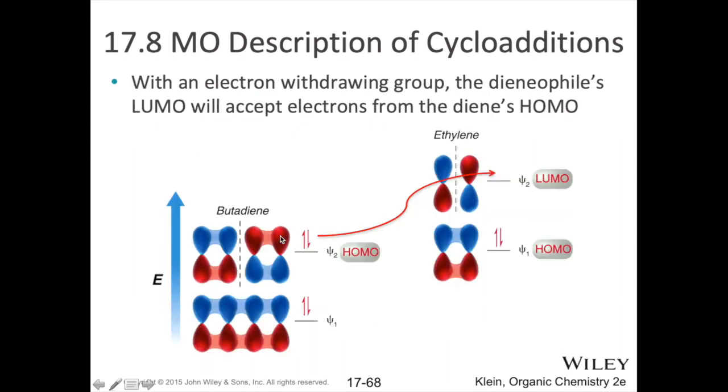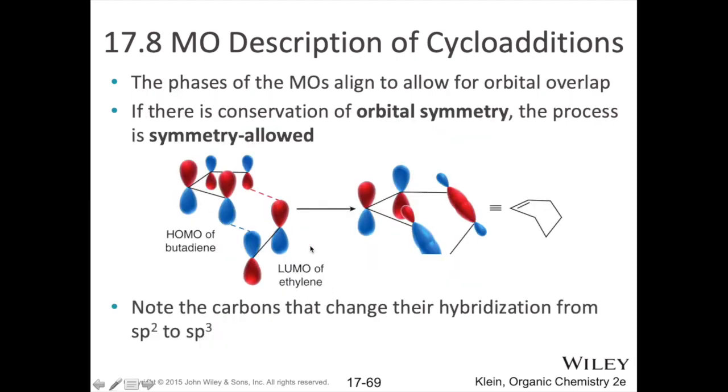Okay, so if we go back to this diagram, notice the phases of those p orbitals, right? So if we look at the HOMO of our butadiene, notice that the outside two carbons have opposite phases. Okay, likewise with our LUMO on our ethylene, notice that those also have opposite phases that allow them to line up with those outside carbons. Okay, so that's what we observe there.